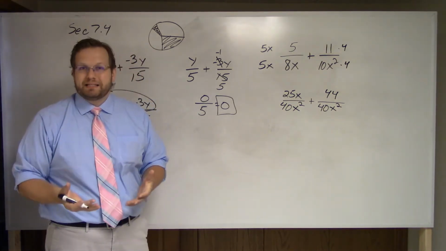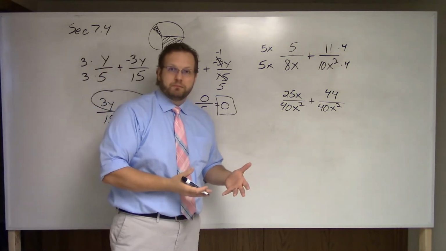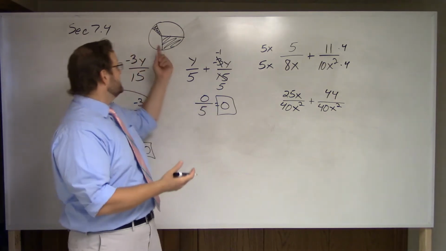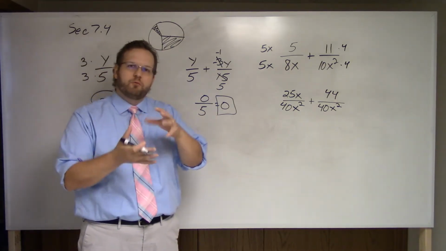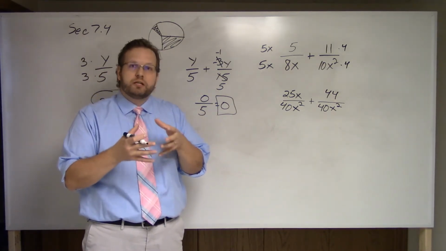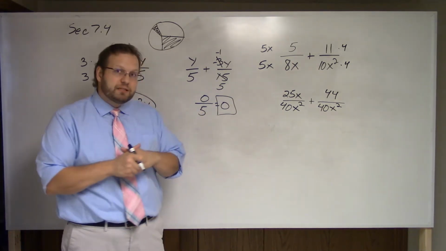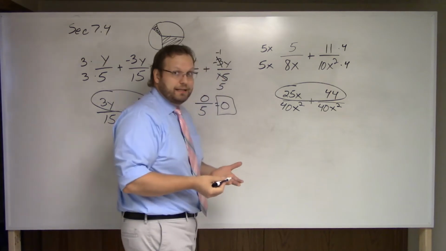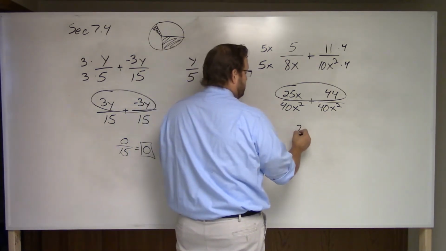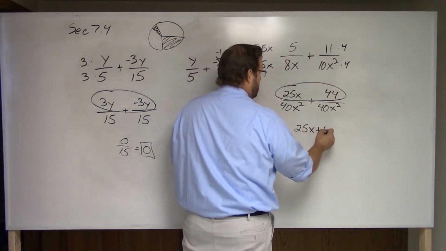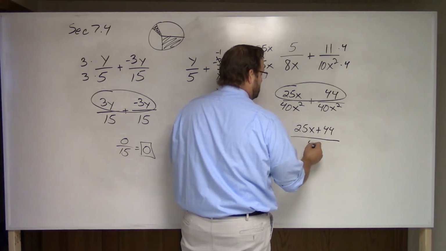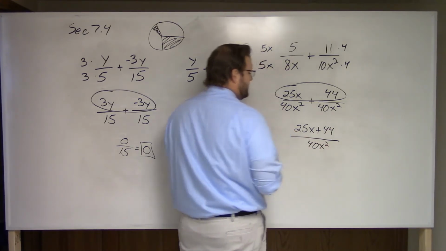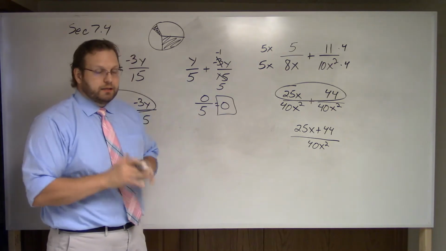Okay? What I basically did is unreduce the problem. I cut it into smaller pieces, so to speak, so I can have more opportunities to work with it. Now they're the same size piece, so I add across the top. Now notice those are not like terms. So best I could do is that, and I carry that denominator down. That's all there is to it.